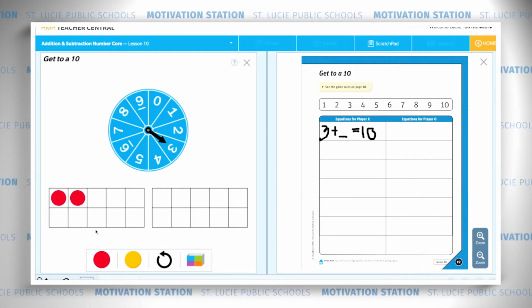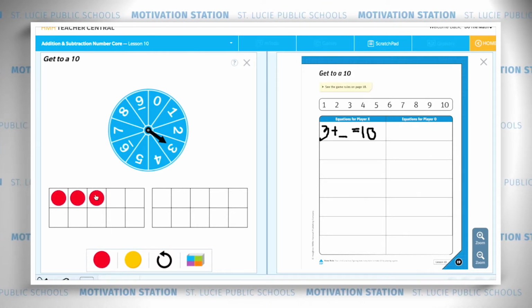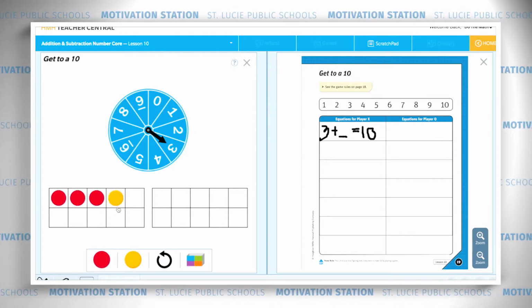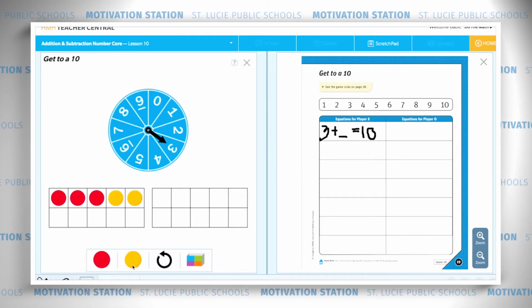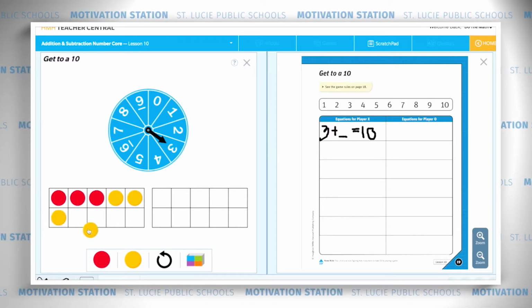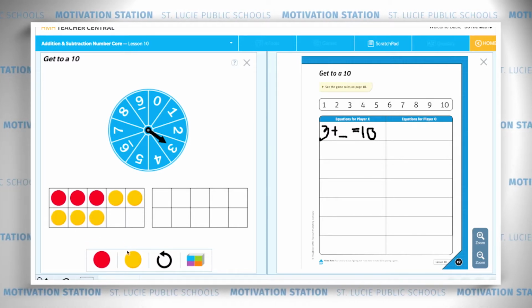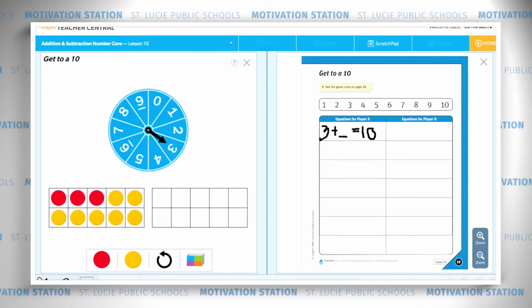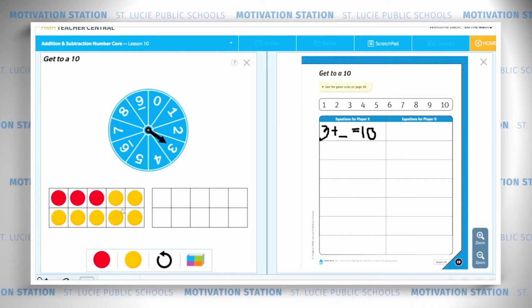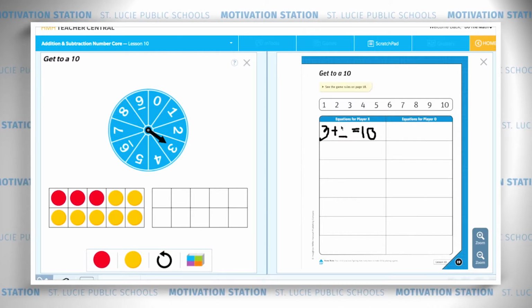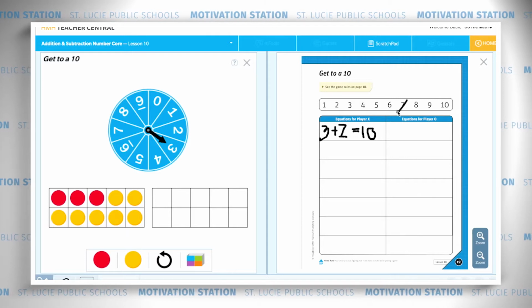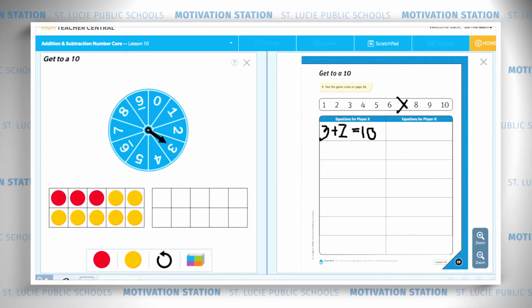1, 2, 3. Now I'm going to use my yellow counters to fill up my tens frame. 2, 3, 4, 5, 6, 7. Okay, so I captured now the number 7. So let me write 7 in my equation. And I'm an X, and I'm going to X it out. All right, now it's Doggy's turn.